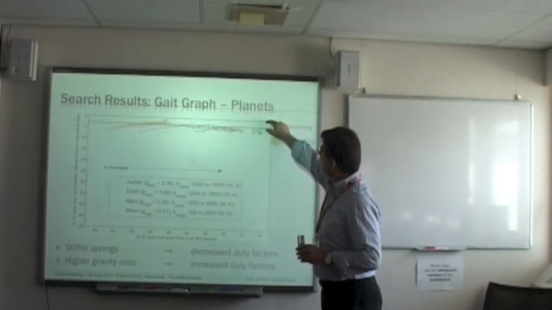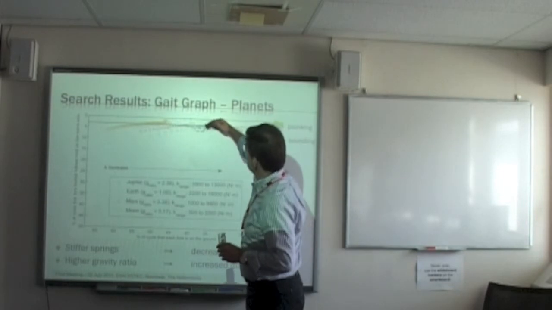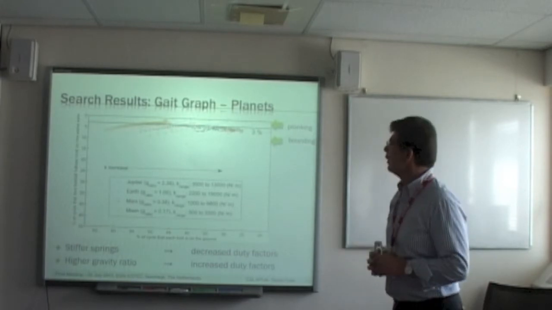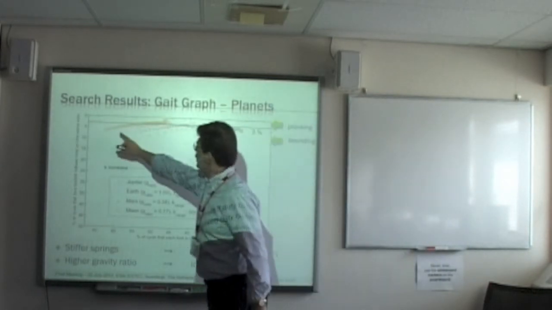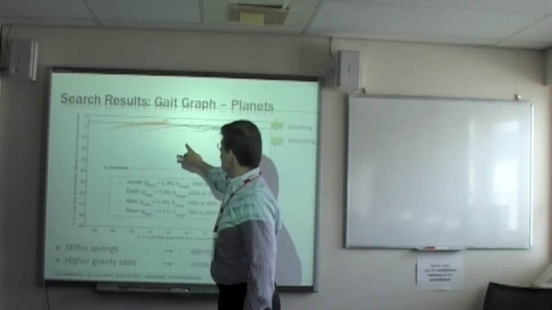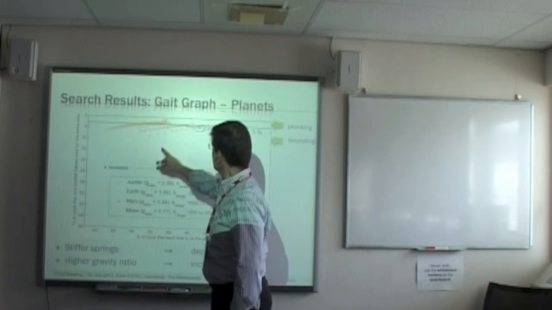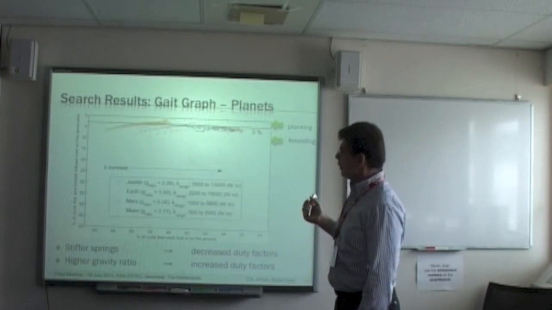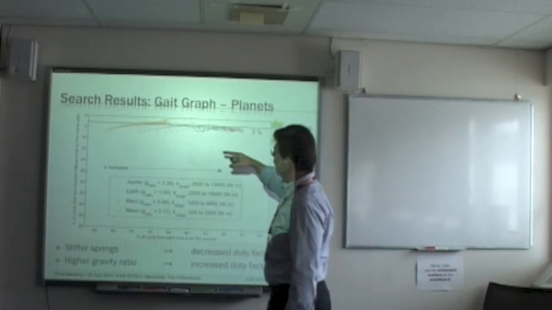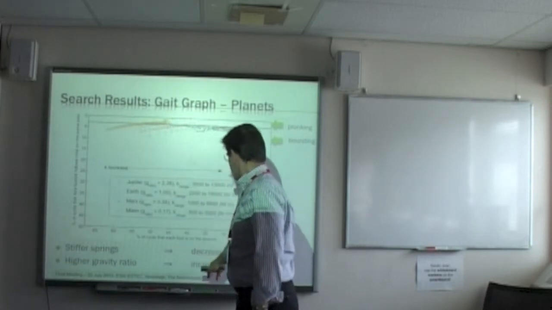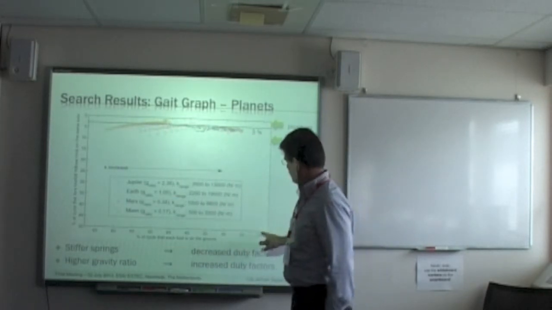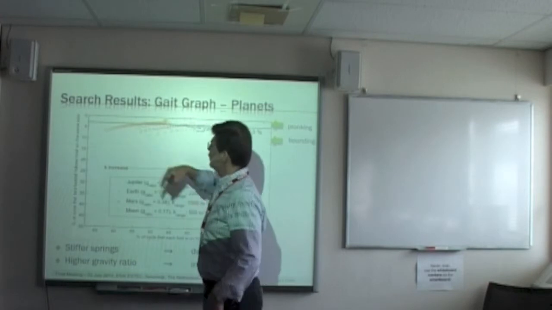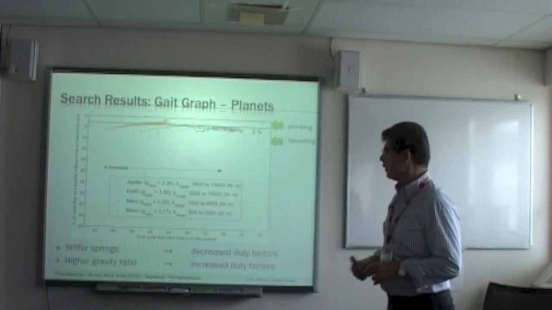And if you see here the 3% limit, if you get points above this limit, you get pronking. Below this limit, you get bounding, different types. So now, as this is Jupiter, and as we go to the right, the gravity decreases, so we get to the moon. And you can see that as the gravity ratio becomes higher, for example, we go this way, then the duty factor increases. Duty factor is here 0 and goes this way. So going to bigger planets, the duty factor increases.